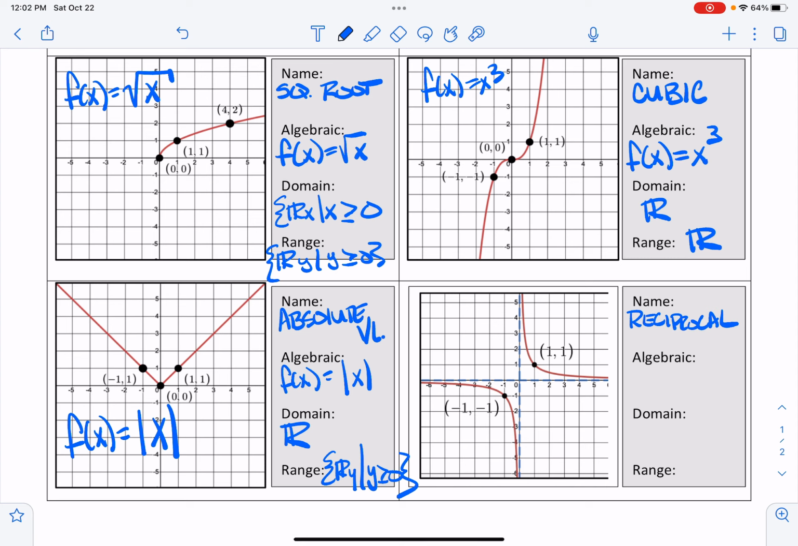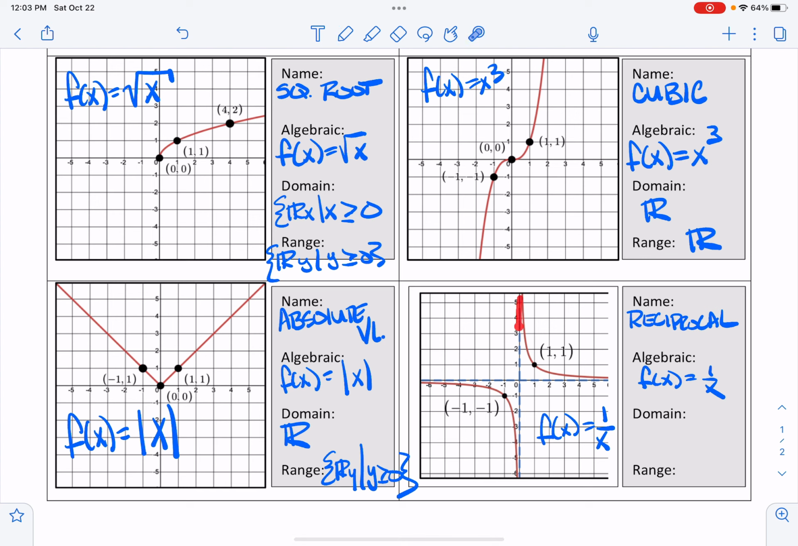Reciprocal, R-E-C-I-P-R-O-C-A-L, the reciprocal function. And this one is f of x is equal to 1 over x. That's what reciprocal means. Reciprocal means 1 over. So the algebraic way of saying that is I just wrote it down for you: f of x is equal to 1 over x. Now let's talk about the domain and range. This one's a little bit tricky.